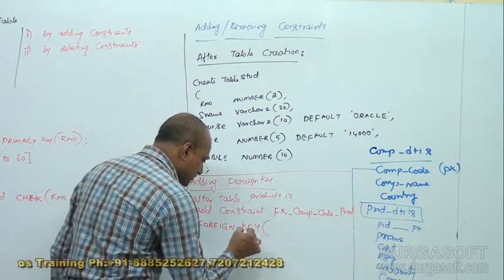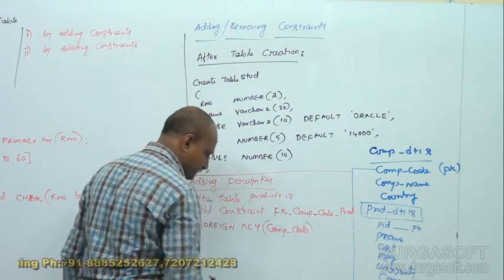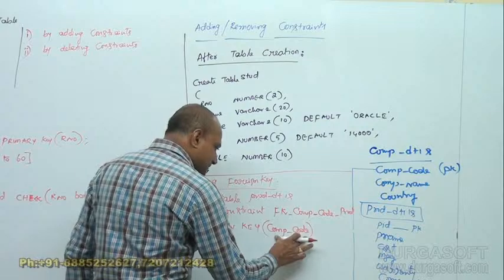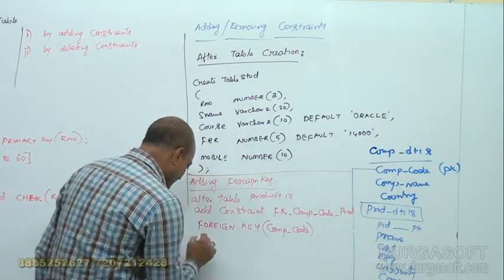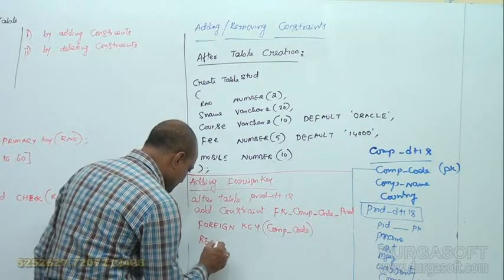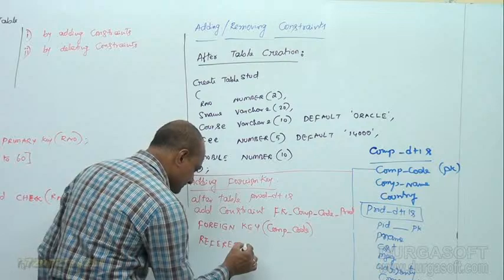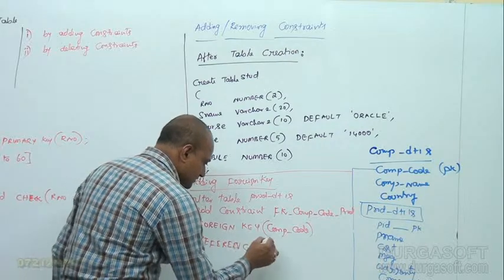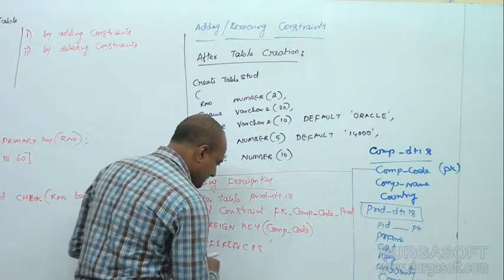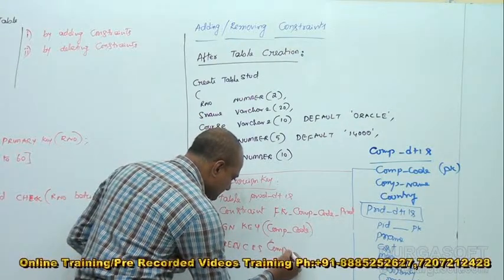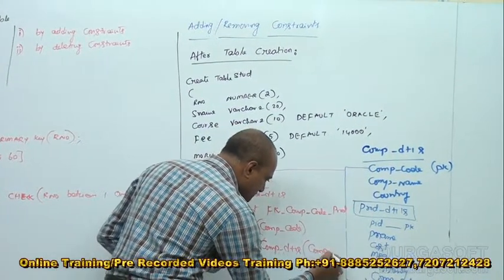This foreign key I am applying on which column in the child table? Company code column. And into this company code column, generally a foreign key column takes the values from a primary key. Use this keyword, references. From which table is it referring the values? Company details. And from company details, from which column is it taking the values? Company code.